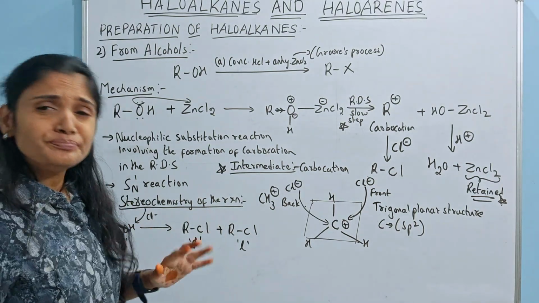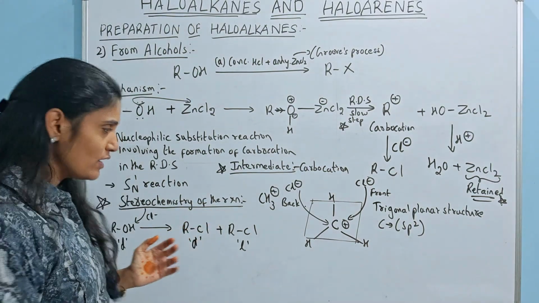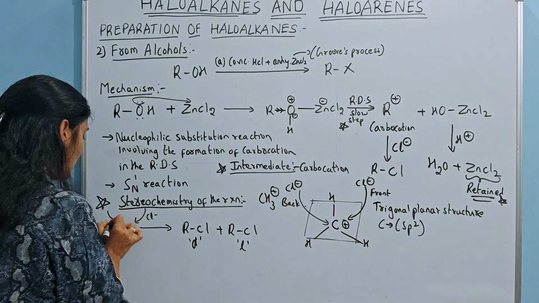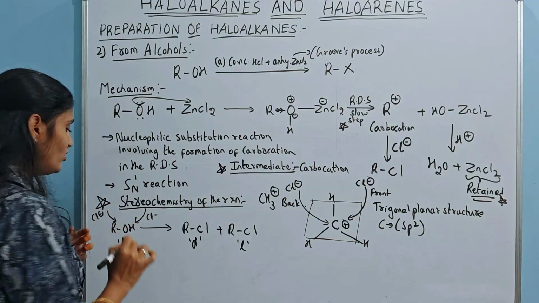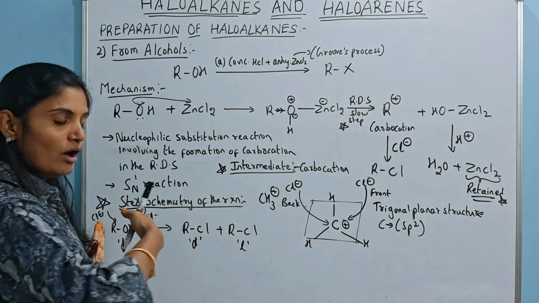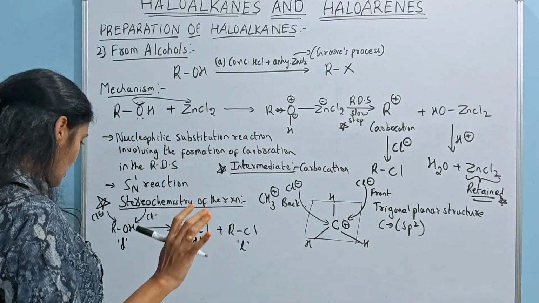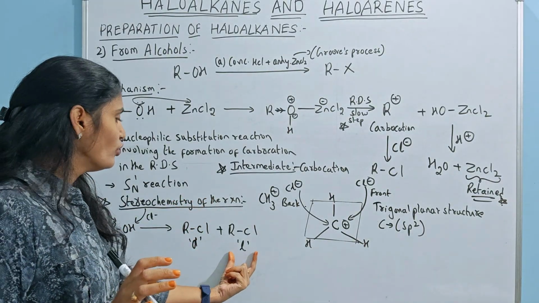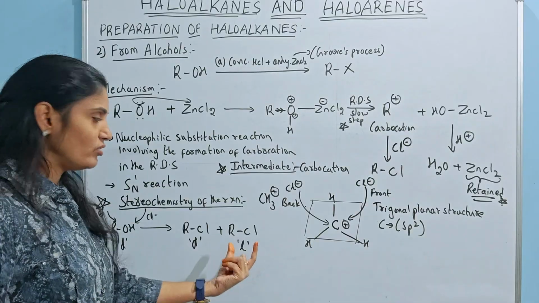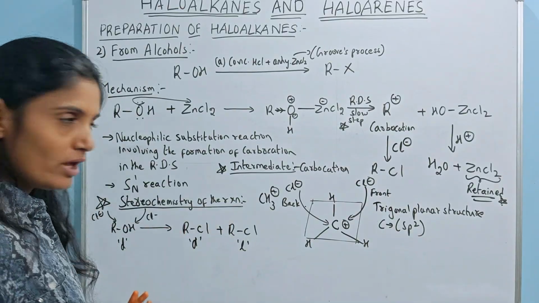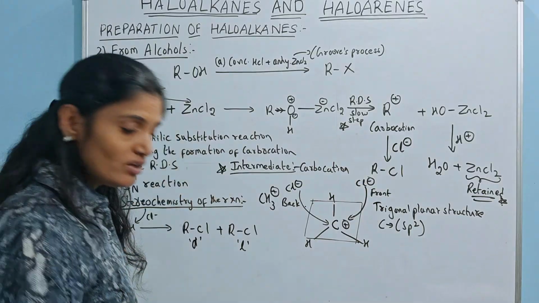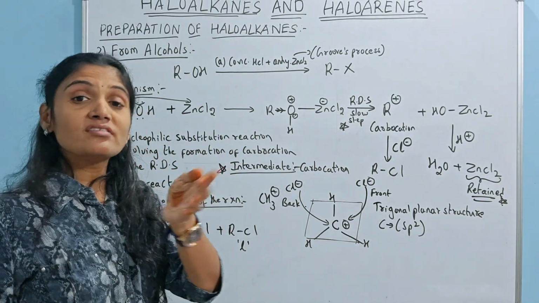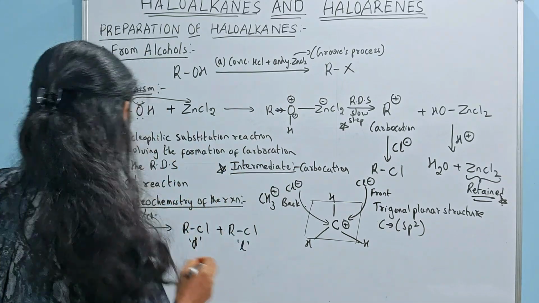If it is attacking from the front side, the configuration is retained. Now if the Cl is attacking from the back side, OH will leave from the front side and Cl will attack from the back side. So now the configuration is reversed. This becomes levorotatory. If the attack is from the front side, the configuration is retained. If the attack is from the back side, the configuration is reversed.